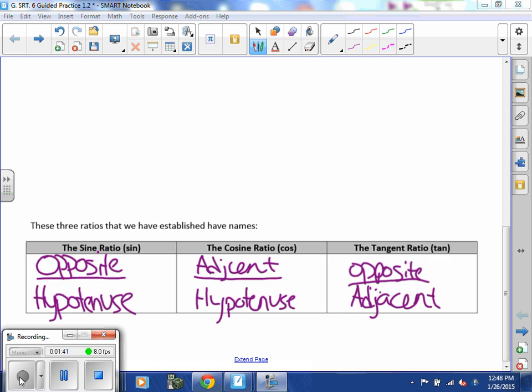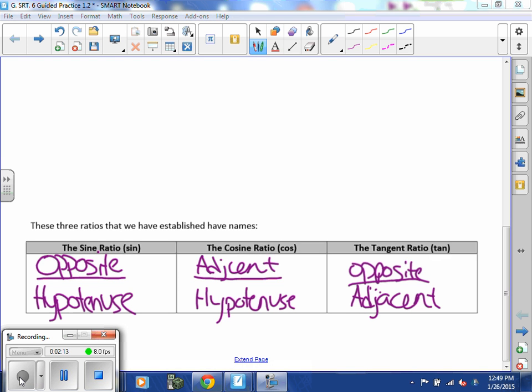Now, 5 is the same thing with rounding. 6, 30, 60, 90 special right triangles. No rounding. Simplest form with your radicals. Number 7 involves a square and area. You know the formula for the area of a square, correct? Length times width. Yep, that's it.